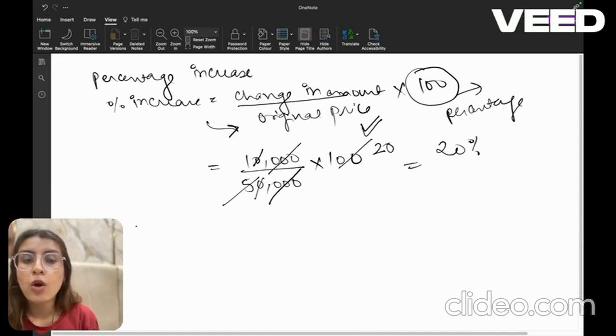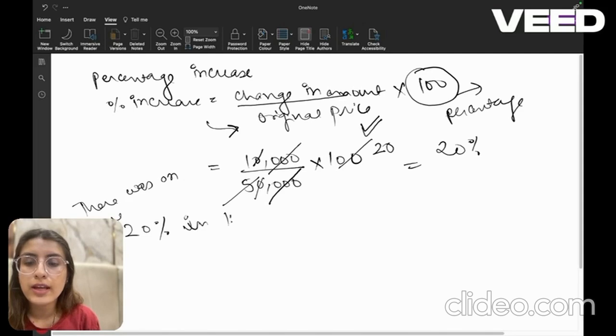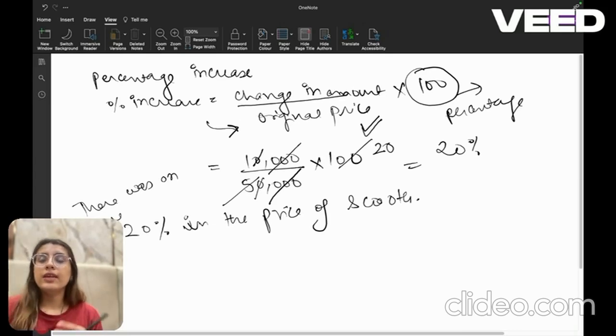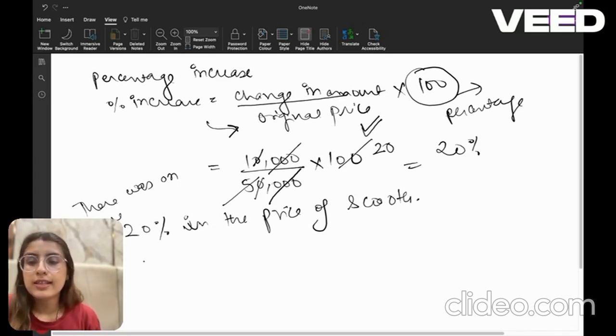So there was a hike of 20%. There was an increase of 20% in the price of the scooter, right? Similarly, we can calculate percentage decrease. Let's take another example. Suppose the price of X was 100.